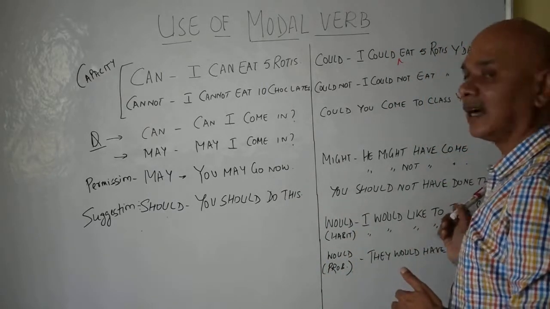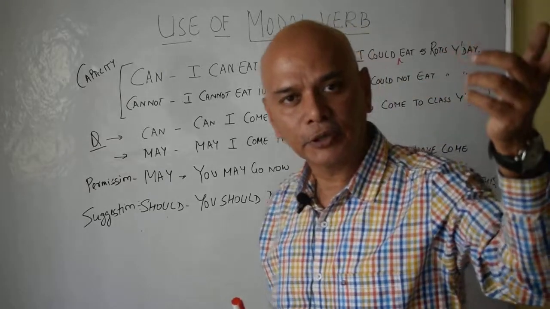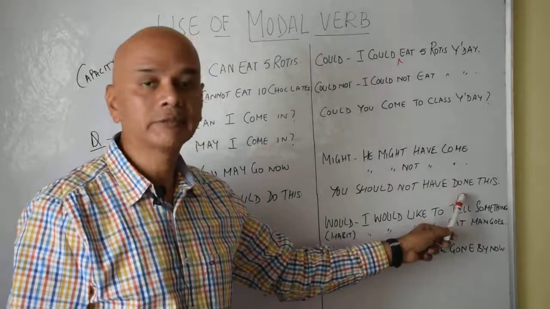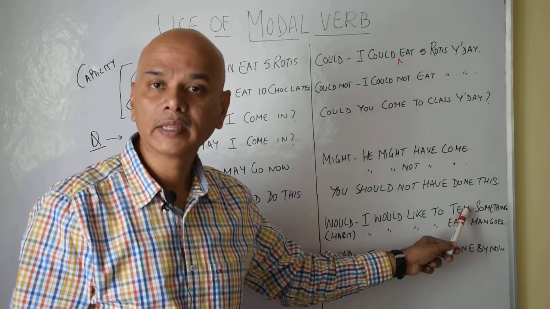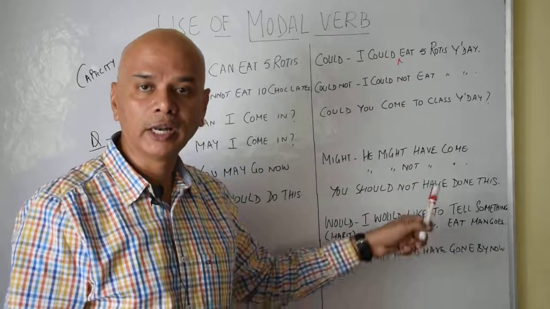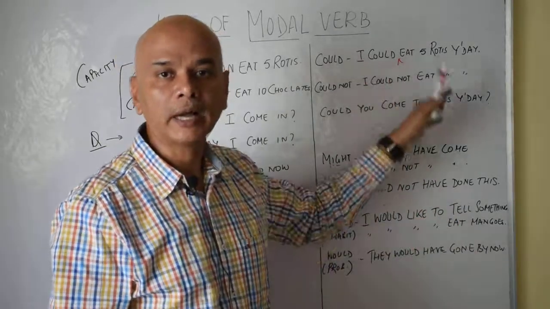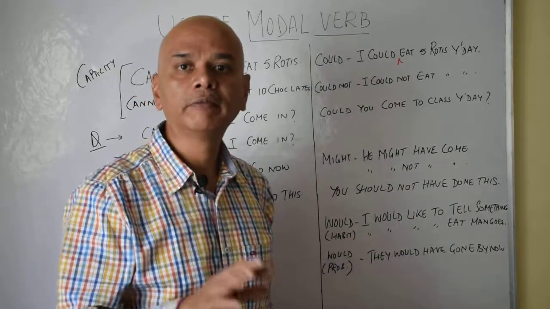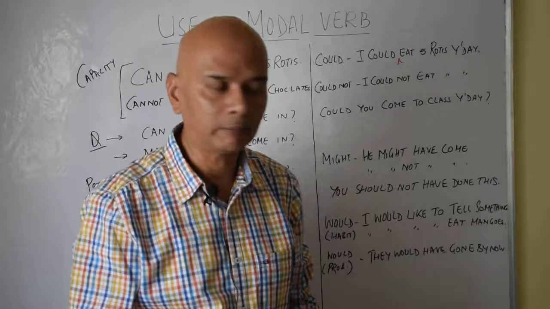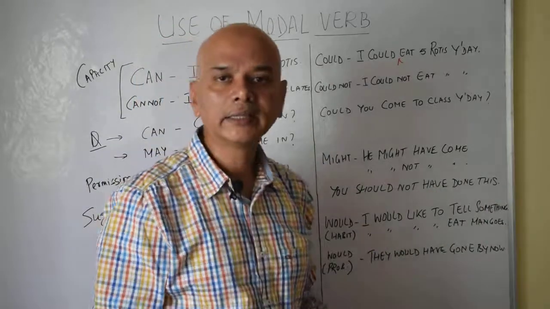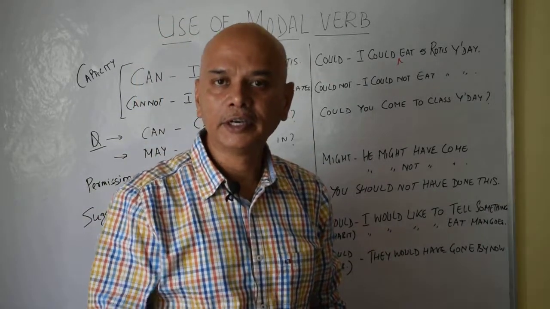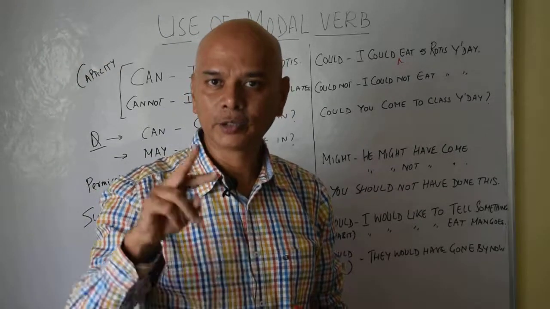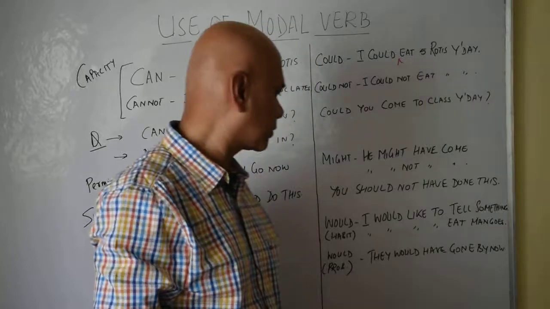You should not have done that. This we use in the past. You should not have done that. We use it with the third form of the verb. Always use the modal form in the past equivalent. Might, should, would with the third form of the verb, V3 form. You should not have done that or this. He should have gone. Right? So done, gone, all are V3 forms.